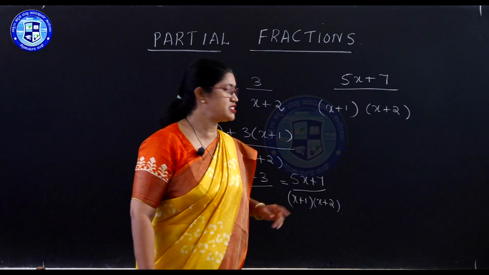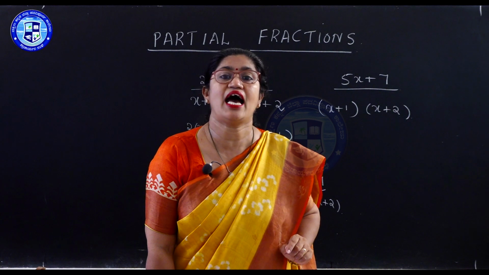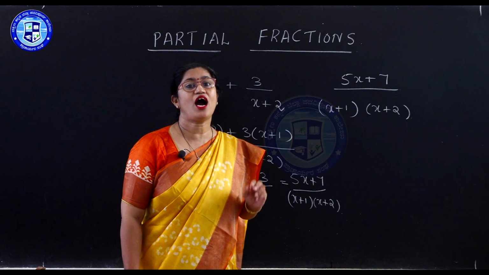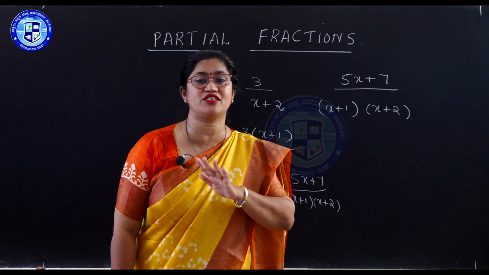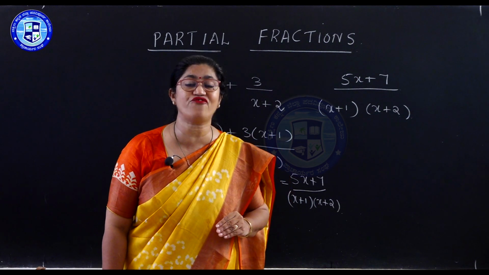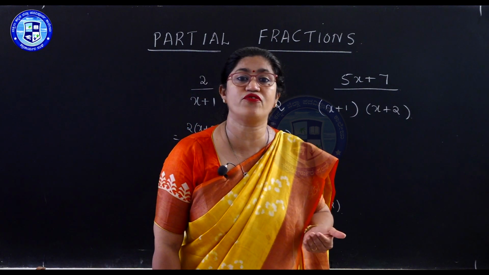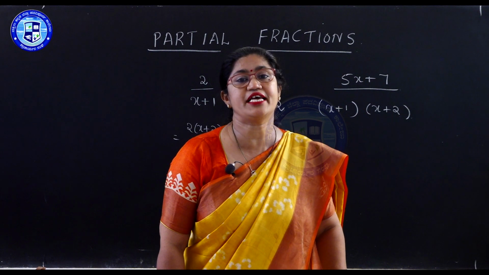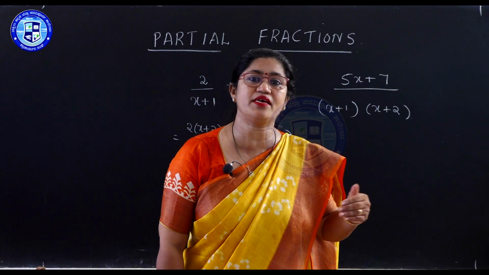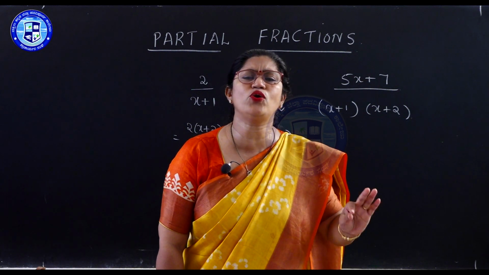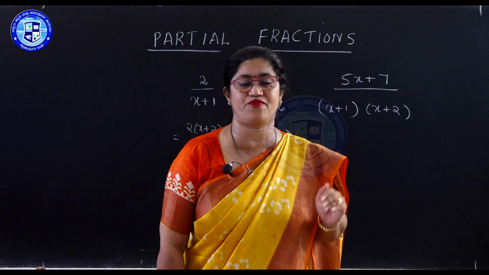Now the question is, how will I express this rational fraction as a sum of two simple partial fractions? The process of resolving a rational fraction into a sum of simple or partial fractions is what we are going to learn in this chapter, and it is called resolving into partial fractions. So the only sum that you will have in this chapter is resolving into partial fractions.